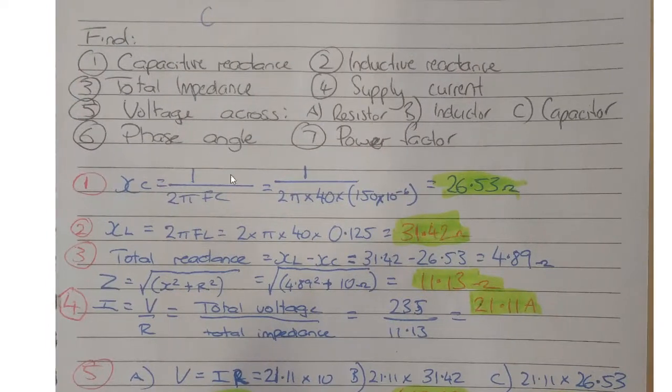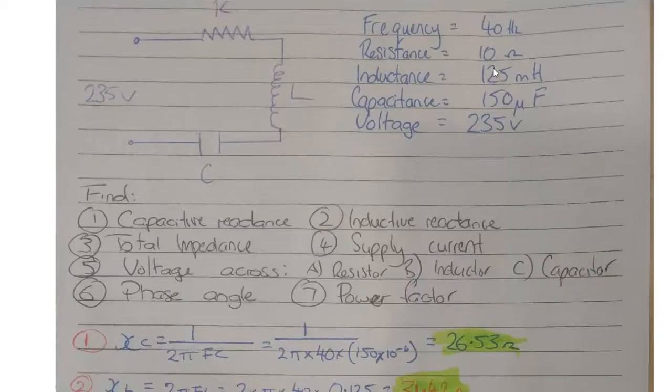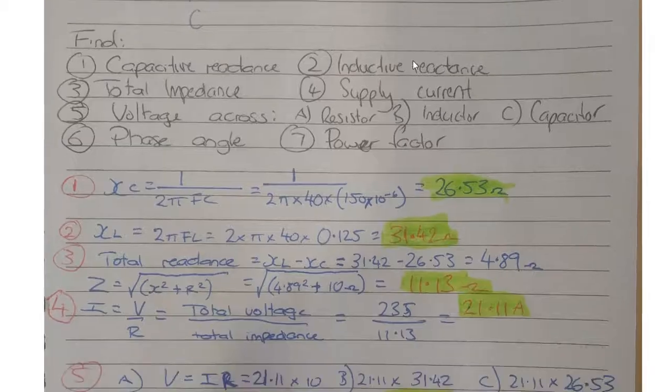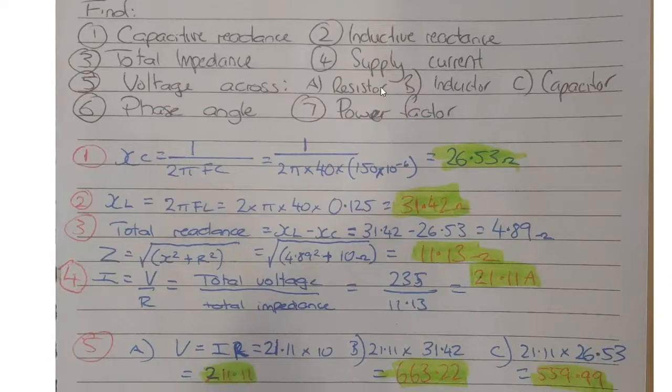Question number 2 was find the inductive reactance. So XL, that's my inductive reactance, equals 2 pi FL. 2 times pi times 40, that's my frequency, remember 40 hertz, times 0.125. Again, I've just converted that millihenries back into henries. I've done that just by changing the decimal place. If you're confused by that or it doesn't make sense, use 10 to the negative 3, so it would be 125 times 10 to the negative 3. Work that formula out and we get 31.42 ohms.